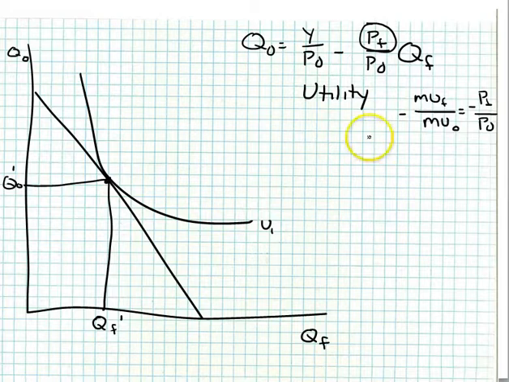Now, the price of food doesn't have anything to do with the y-intercept, so that y-intercept will stay where it is. The slope will change, because if PF goes up or down, you'll see that the slope, which is negative PF over PO, will change. And of course, our x-intercept will change, where the x-intercept is y over the price of food. So let's say right now we're going to decrease the price of food.